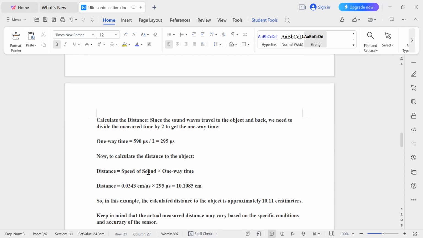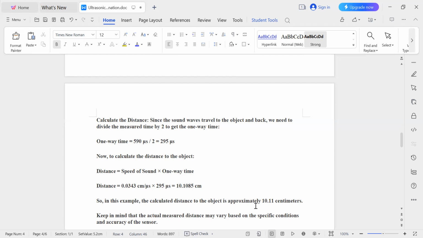Now to calculate the distance, I have a formula. Distance is equal to speed of sound into one-way time. This is very, very important. What is the speed of sound we have calculated in terms of microsecond? That is 0.0343 centimeter per microsecond. And what is the one-way time we got? We got 295 microsecond. After multiplying these two, I'll get 10.1085 centimeter. So in this example, the calculated distance to the object is approximately 10.11 centimeters.